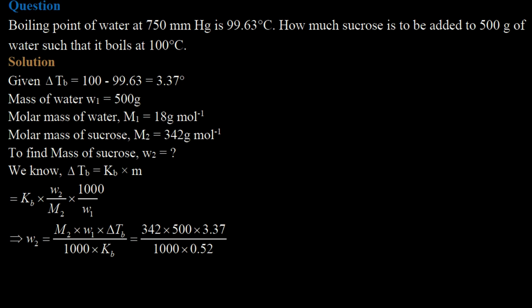Now substituting it, to get the value of W2, you can cross multiply, and W2 is equal to M2 into W1 into delta TB divided by 1000 into Kb. Substituting the values, M2 is 342, mass of the solvent is 500, so into 500, into delta TB we have calculated earlier, it is 3.37, divided by 1000 into Kb is 0.52. Kb is given in the question. Actually here it is not given, but in the textual exercises the value of Kb will be given.